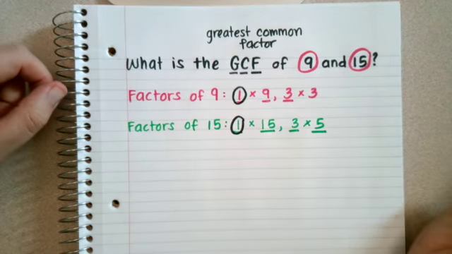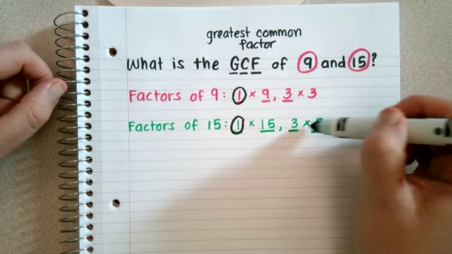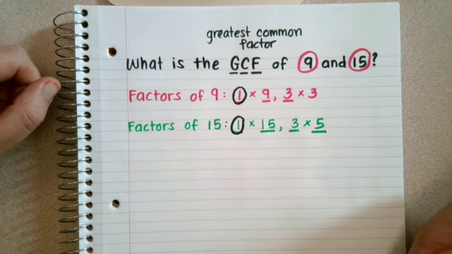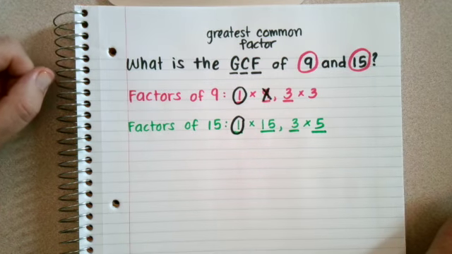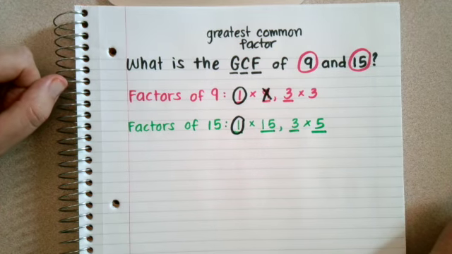So then I'm going to go to 9. I'm going to look down here and see, do they have 9 in common? And the answer is no, they don't. So I'm going to cross off the 9 because that is not a factor that they have in common.